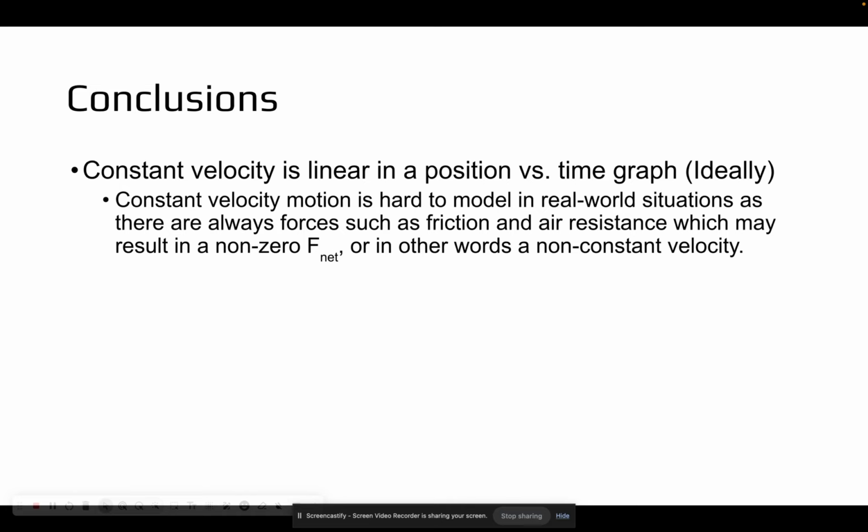So what are some conclusions we can pull? Constant velocity is linear in a position versus time graph. This is in the ideal scenario. Additionally, constant velocity motion is hard to model in real-life situations, as there are always forces such as friction and air resistance, which may result in a non-zero F net, or based on Newton's second law, in other words, a non-constant velocity, as F is equal to mass times the change in velocity.